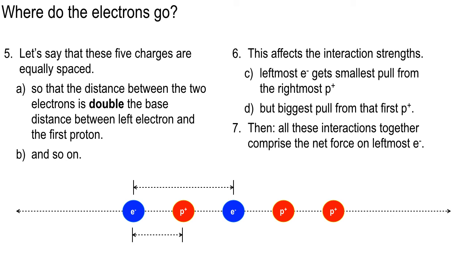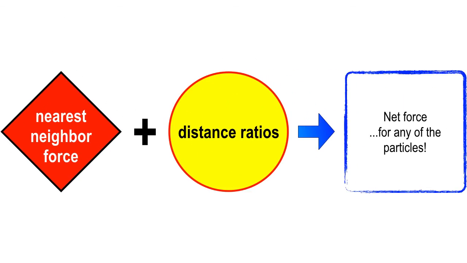So our strategy is basically this. Okay, so go ahead and make a careful sketch of this diagram. Knowledge of the nearest neighbor force and the distance ratios, 2 to 1, 3 to 1, 4 to 1, 74.6 to 1, whatever it happens to be, allows you to figure out the net force on any of the particles. And I mean any of the particles, not just the leftmost one. If I were to choose one in the middle, you could do that as well. A little tougher, but you could do it.